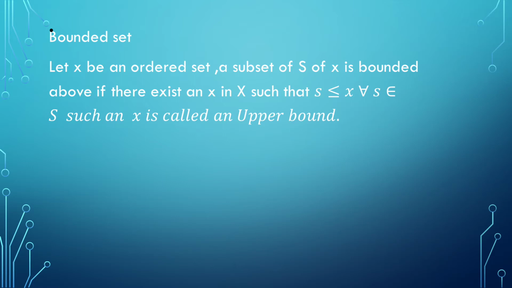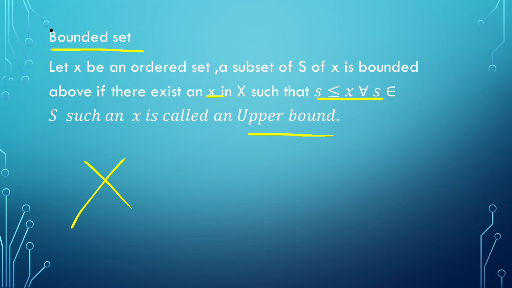Bounded set. We start from the first definition, which is bounded set. Let X be an ordered set. A subset S of X is bounded above if there exists an x in X such that for every s in S, s is less than or equal to x. Such an x is called an upper bound.